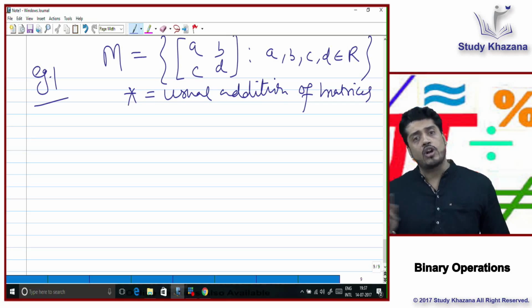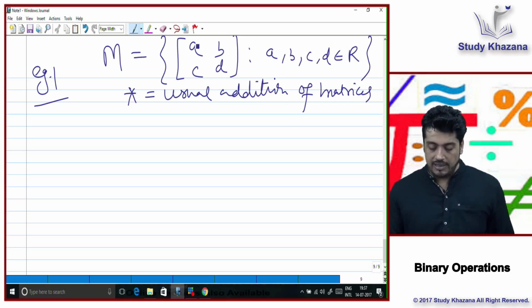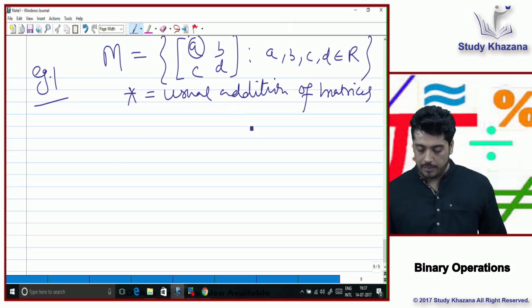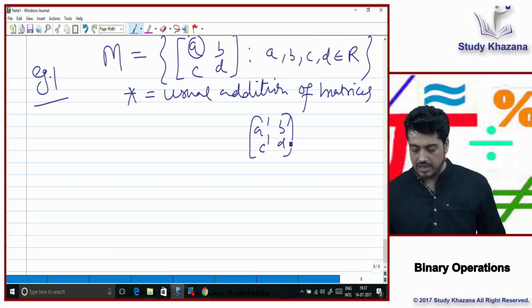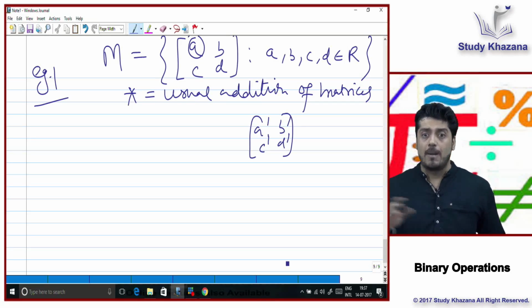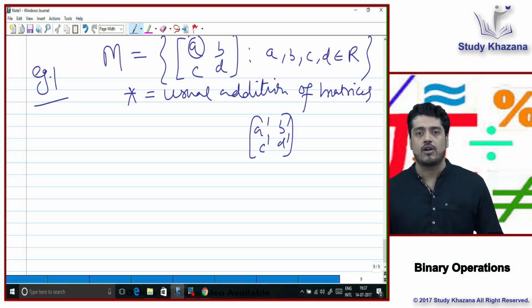We add the corresponding elements. कॉरेस्पॉन्डिंग एलिमेंट्स मींस यहां का एलिमेंट यहां के फर्स्ट एलिमेंट से ऐड होगा. अगर यहां पे एक और मैट्रिक्स है, suppose a dash, b dash, c dash, d dash, then how will it add? a plus a dash, b plus b dash, c plus c dash, and d plus d dash. This is called coordinate wise, component wise addition. Okay, so this is how addition takes place in the set of matrices.